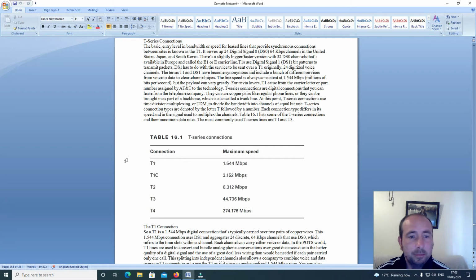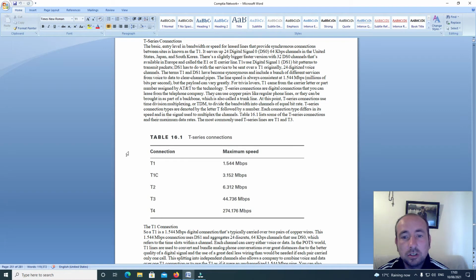T-series connection. The basic entry level in bandwidth or speed for leased lines that provide synchronous connections between sites is known as the T1. It serves up to 24 digital signal 0, DS0, 64 kilobits per second channels in the United States, Japan, and South Korea. There's a slightly bigger, faster version with 32 DS0 channels that's available in Europe, and it's called the E1 or E1 carrier.